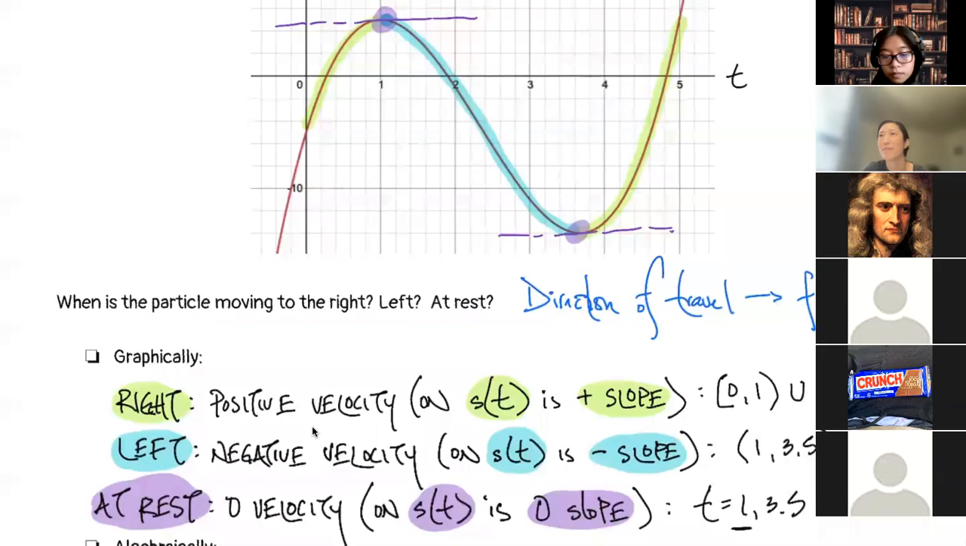All right, I see something in the chat. Velocity is change in magnitude and direction. Yeah, exactly. So you can go in a direction and be going slower in that direction, but still be going in that direction. Okay.